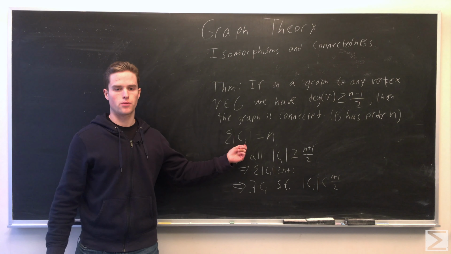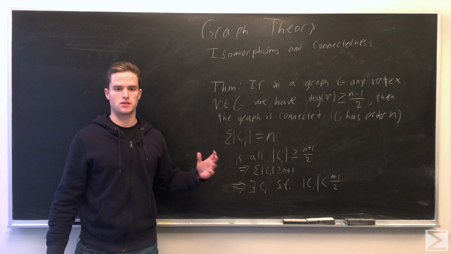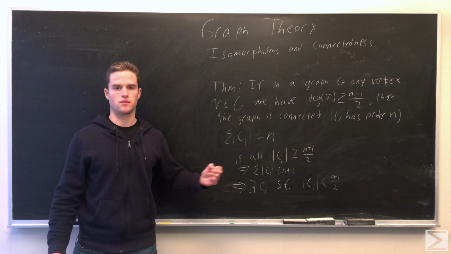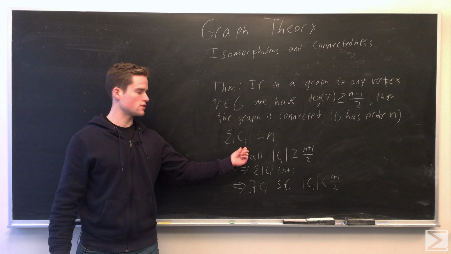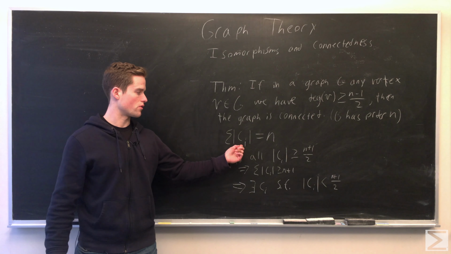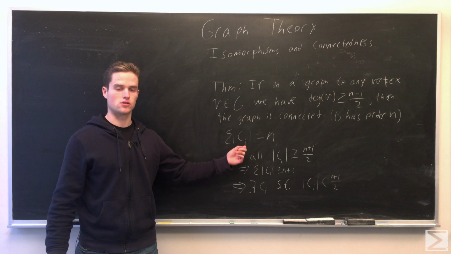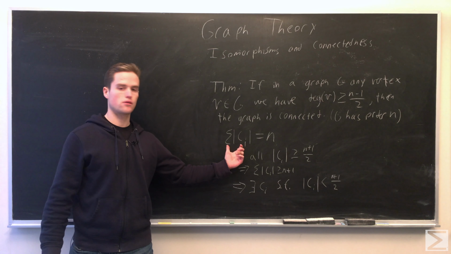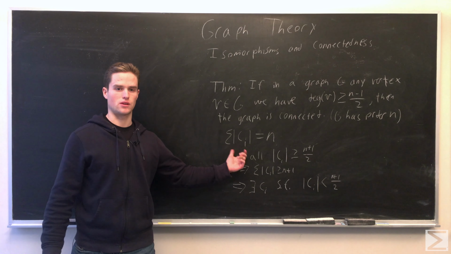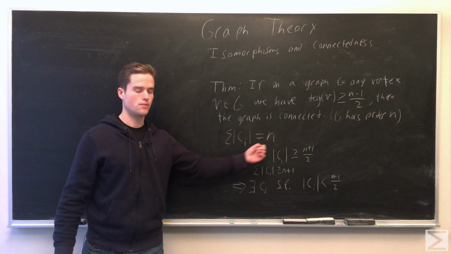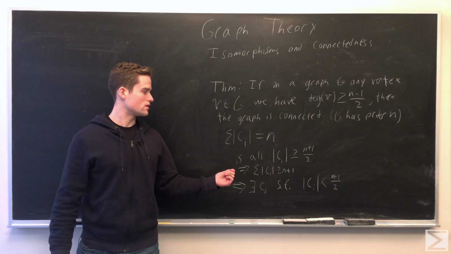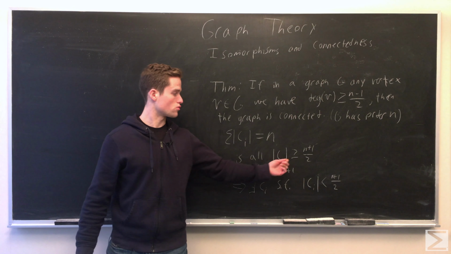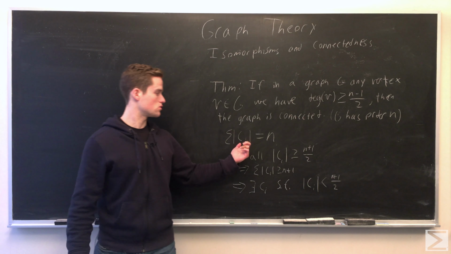For Ci, we're going to say Ci is the set of vertices in a component. We have so many components, at least two, and we're going to sum over the magnitude, the number of vertices in each component, over all our components. Note this sum gives us all the vertices of the graph, so it has to equal n. Now, if all of these magnitudes are greater than or equal to (n plus 1) over 2, we have at least two of these.